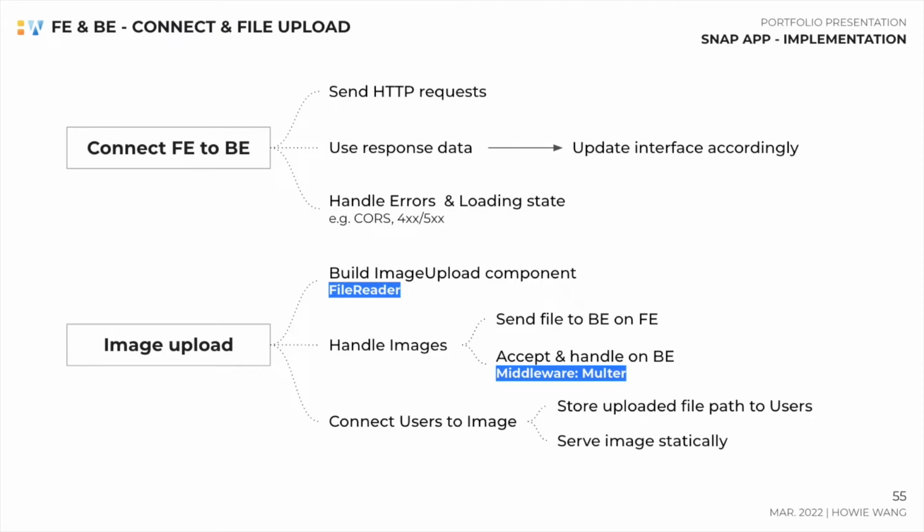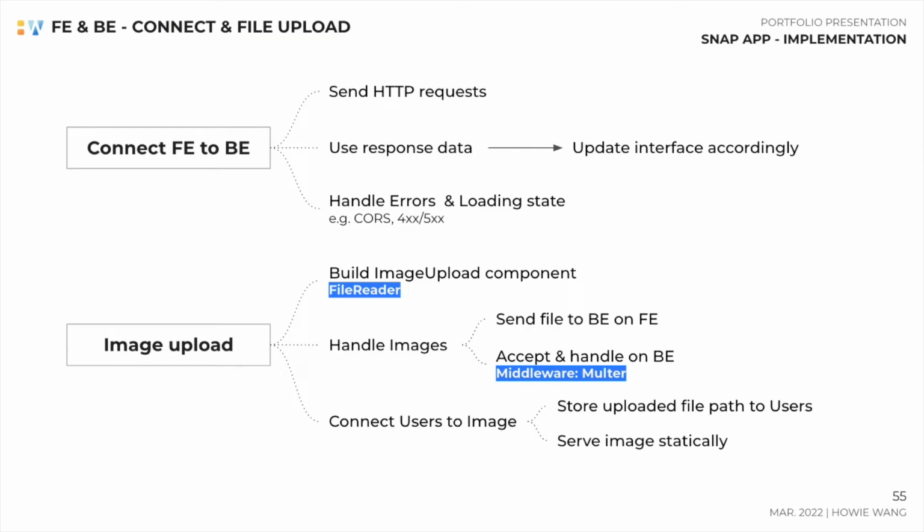Okay, so now is to connect the backend to the front end. Basically, in the front end, I send an HTTP request to add those coding snippets into the component, and then I receive the response data and interact with my interface, update my interface accordingly. Also handling some errors from the front end and also the loading state for a better user experience.